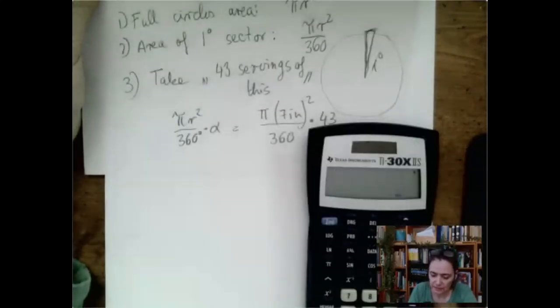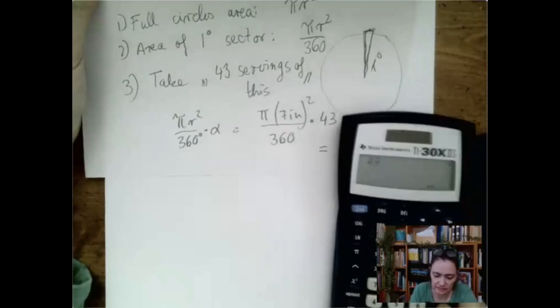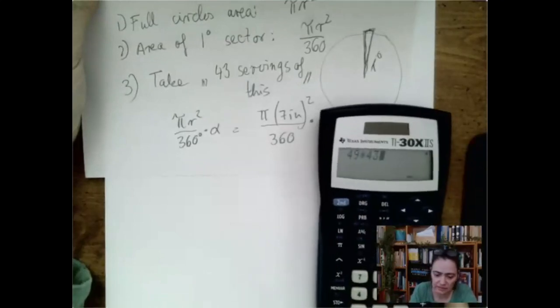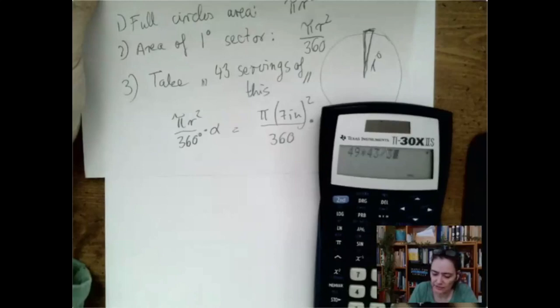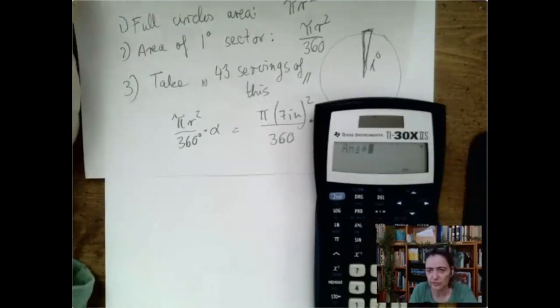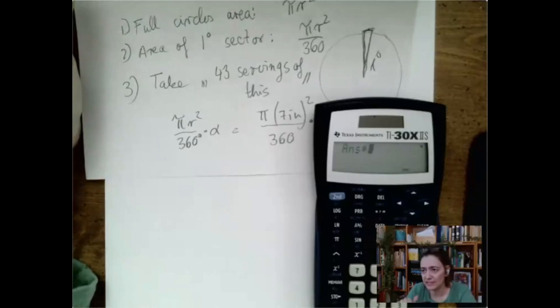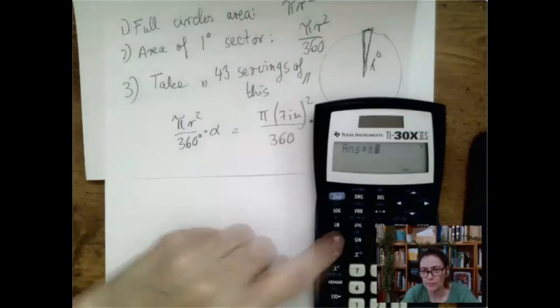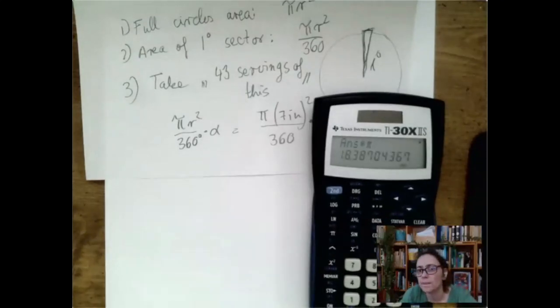And then we just punch in 49 times 43 divided by 360 equals, and we multiply it by pi. There is a pi button. The problems that I wrote will say use the pi button. Don't enter 3.14. The pi button gives you a much better precision. And so it's 18.387, whatever.